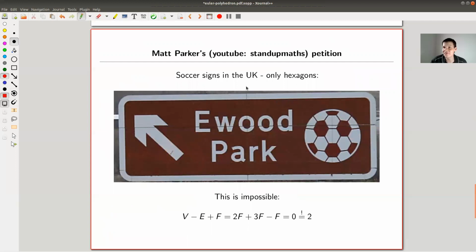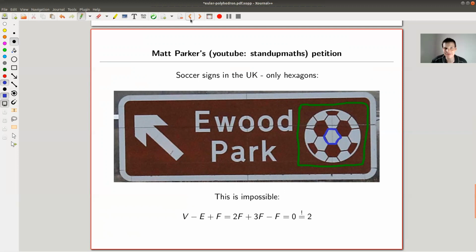And then let's finish with something funny. Matt Parker, in 2007 I think, started a petition to change the soccer signs in the UK. What is so funny about the soccer signs in the UK? So here you go. Ewood Park is some soccer stadium, it doesn't matter. Along the street you will see those soccer signs, and if you watch carefully, you will see that the soccer ball is not the one I showed you before.